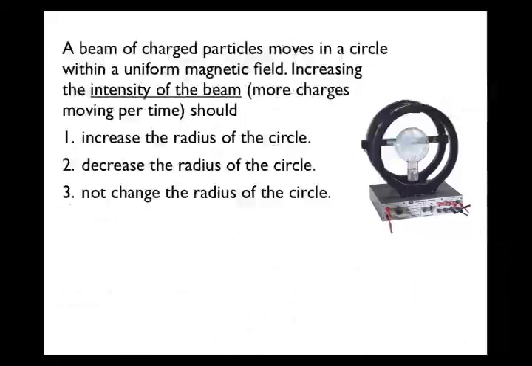Finally, what happens if you increase the intensity of the beam and so there are more charges moving per time? Well, one of the ways you can increase the intensity of the beam in the system is to turn the filament hotter or a higher current through the filament so that there are more electrons boiling off. But it turns out this has no change on the radius of the circle, because if you have more charges moving per time, but you're not making each individual charge move any faster, then the force that's experienced by any individual charge stays the same, and the radius of the circle stays the same as well.